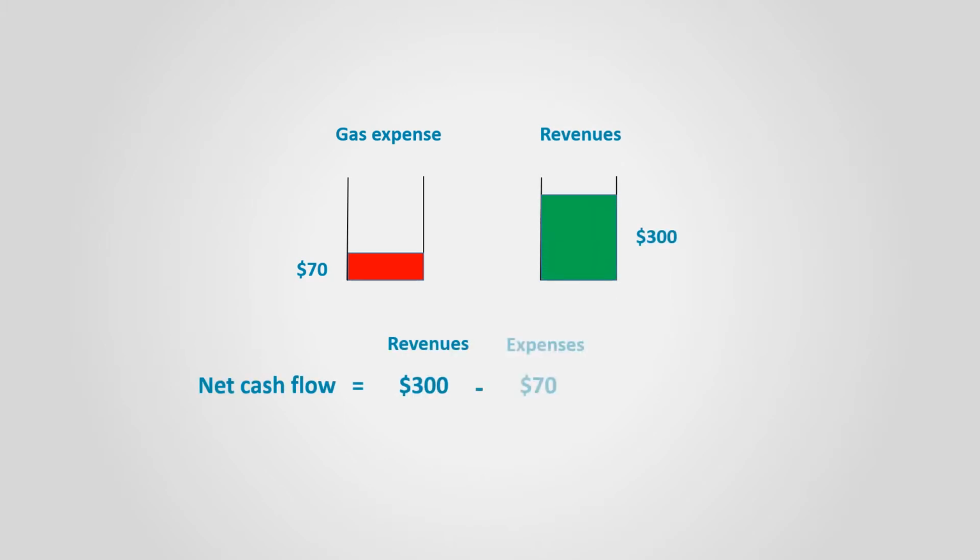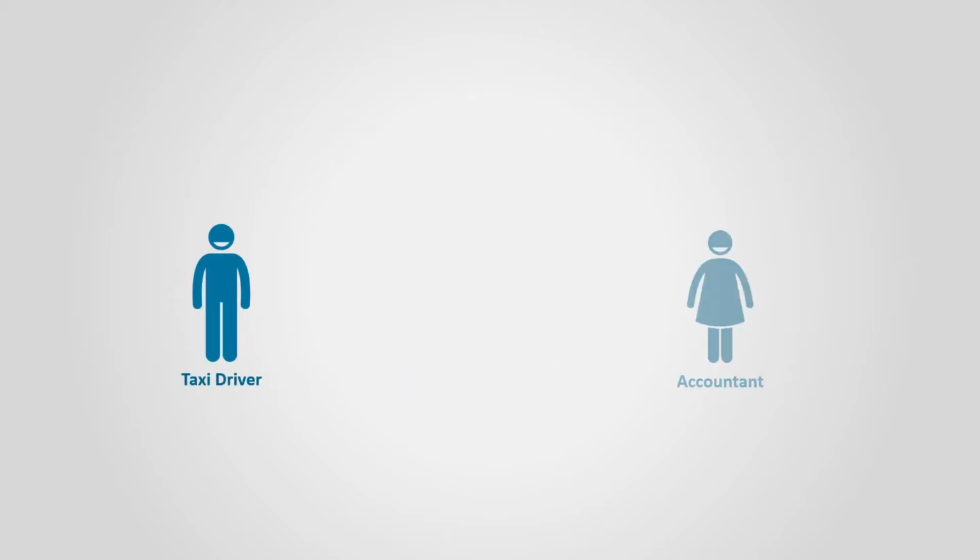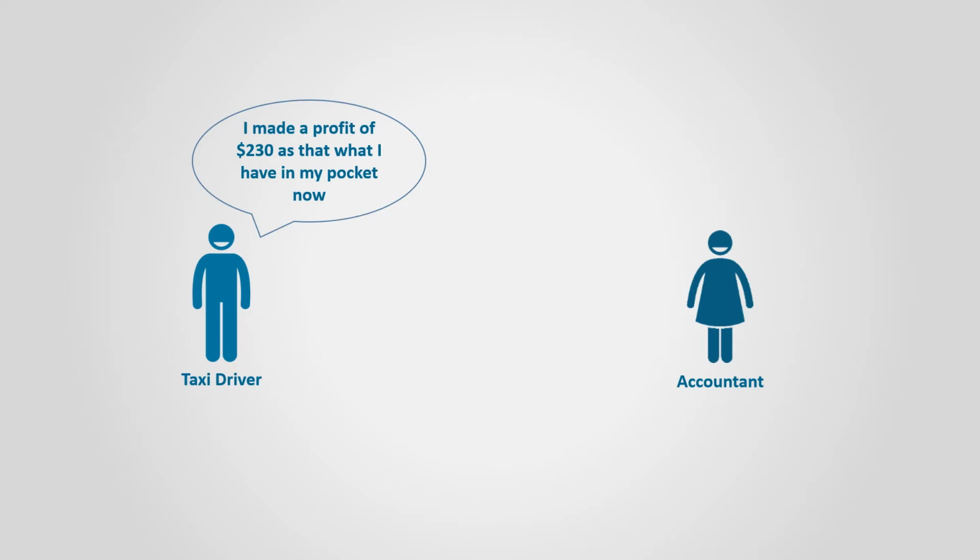At the end of the day, the taxi driver had paid cash expenses of $70 for gas and collected $300 of cash revenues. So the net cash flow is the cash revenue minus cash expenses for this day, which is equal to $230. The taxi driver believes that he made a profit of $230 this day.